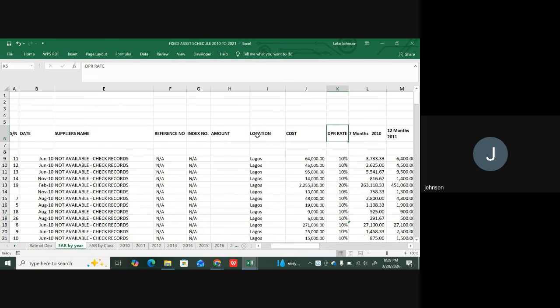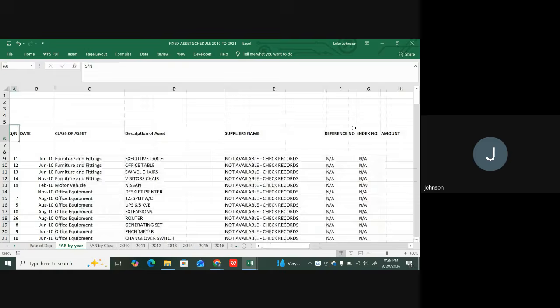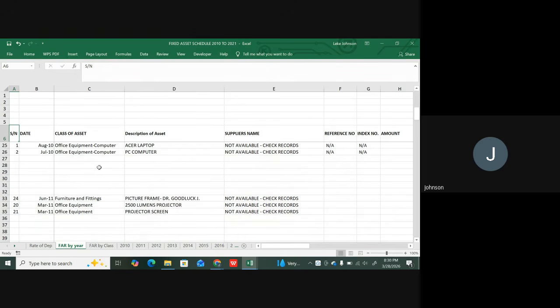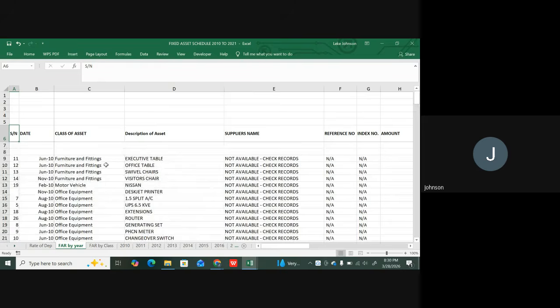Then we now start our depreciation. This is the depreciation rate based on the policy of the organization. Here we are looking at the fixed asset register by year, looking at the year in which we purchased it. So those are the years that we purchased it. Let me try and see something that you need to take note of.